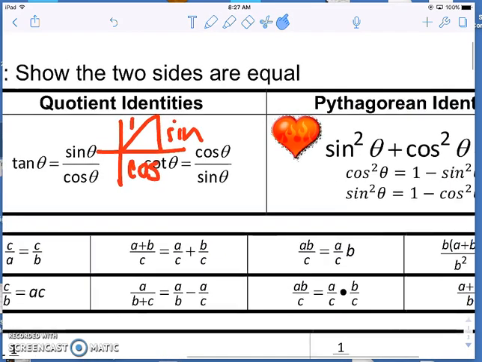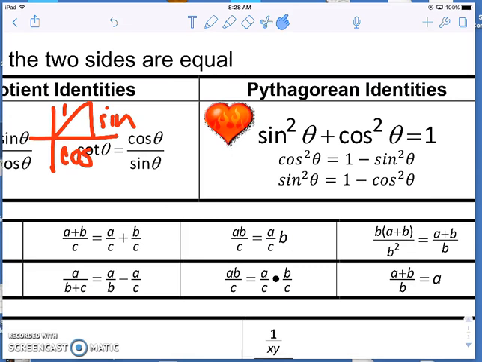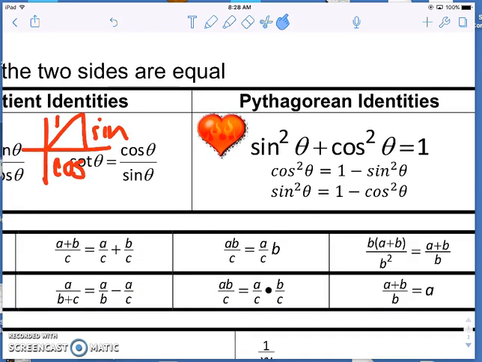And then it comes up with this Pythagorean identity, which comes from this as well. Sine squared plus cosine squared equals 1. Well, that matches up with the Pythagorean theorem, so a squared plus b squared equals c squared. And then these two down below are just rearrangements of it. If we solve for cos squared, 1 minus sine squared. If we solve for sine squared, 1 minus cos squared.